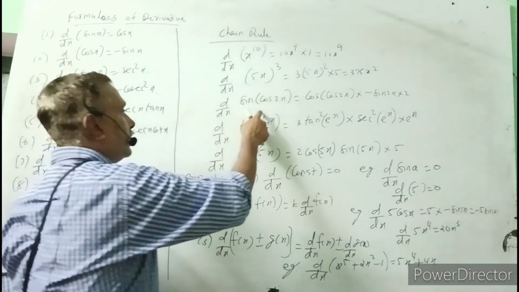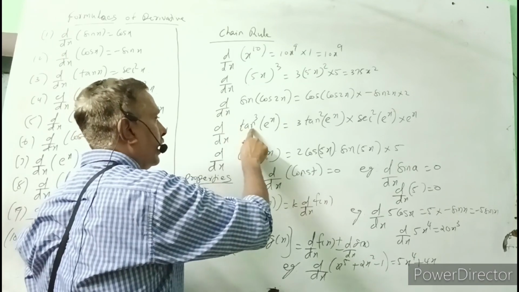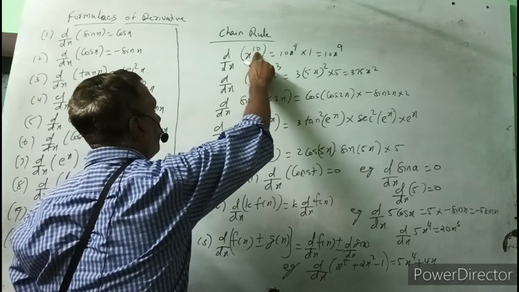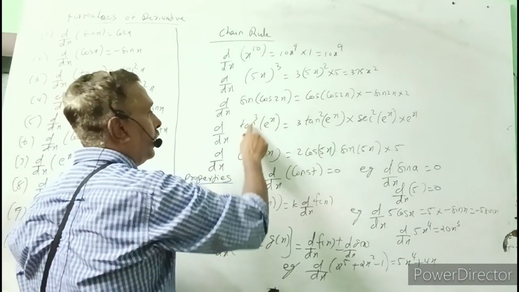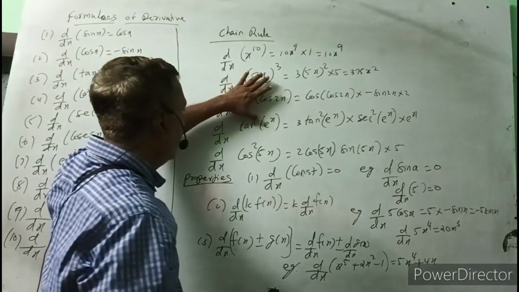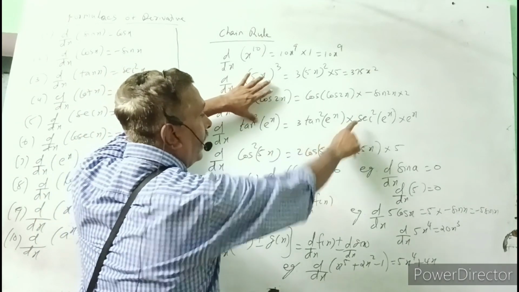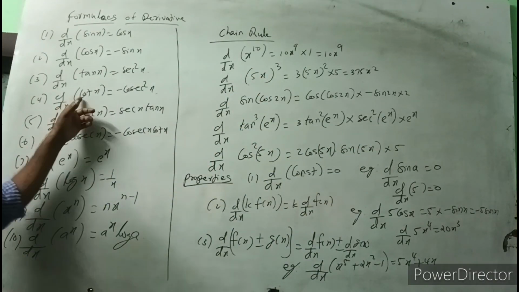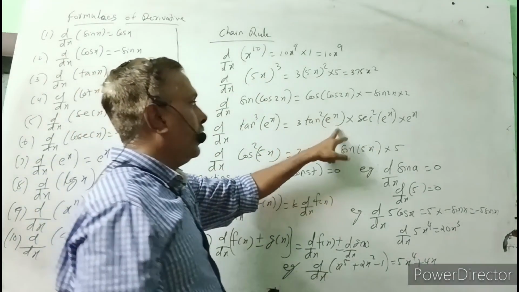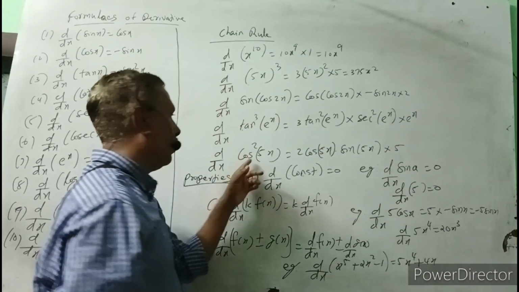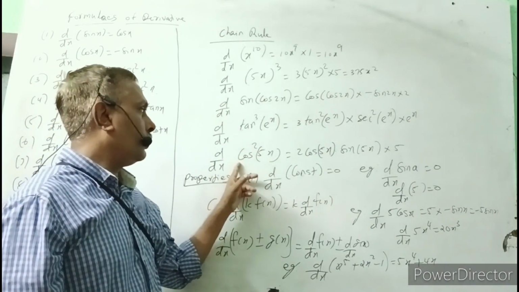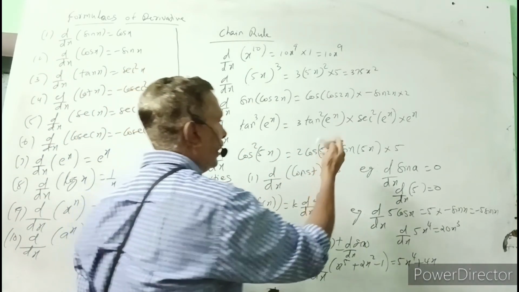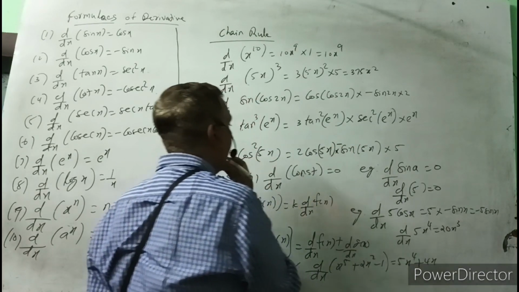Similarly tan cube: first I write the power outside, then the remaining thing same. You see 10x raised to 9: 10 outside, same thing, 1 reduced. So 3 outside, here 1 reduced, remaining thing same. So 3 is written, then I write the derivative of tan. Tan derivative is sec square, e raised to x. Then the derivative of e raised to x is multiplied. Similarly, cos square 5x: 2 comes out, reduced by 1, then cos derivative is minus sine, here minus will come, minus sine into the derivative of 5x, which is 5.